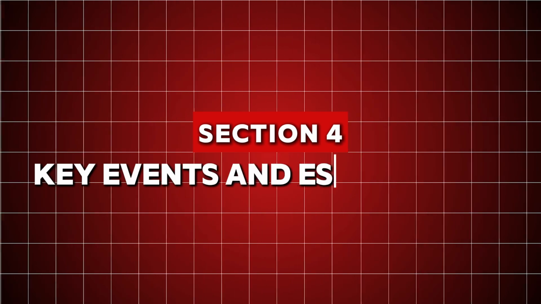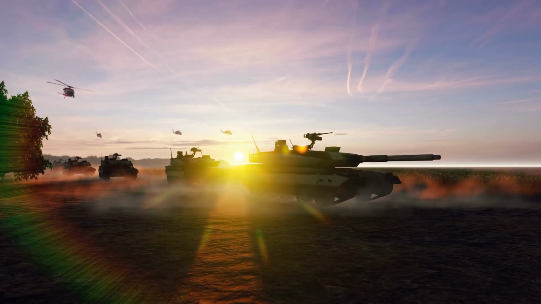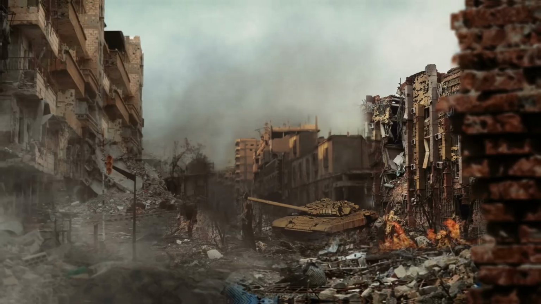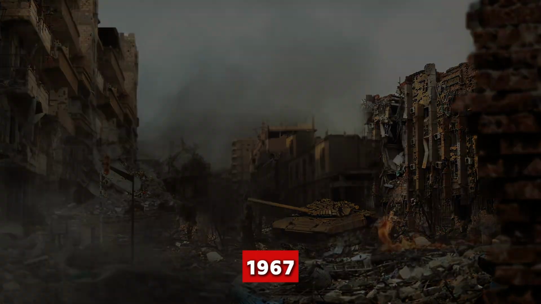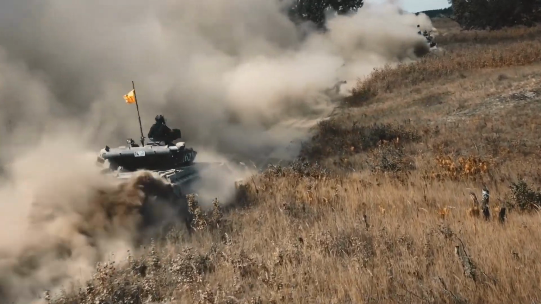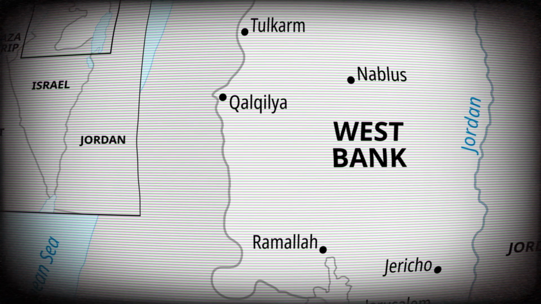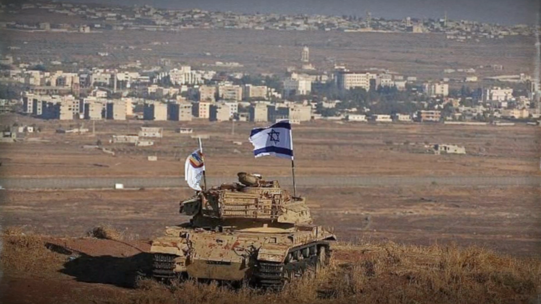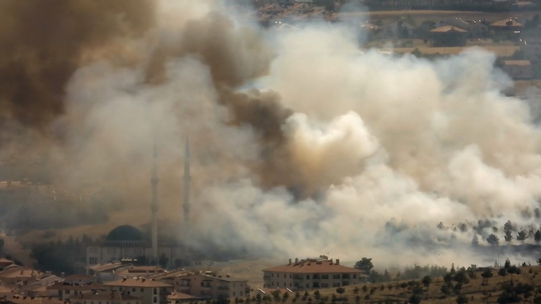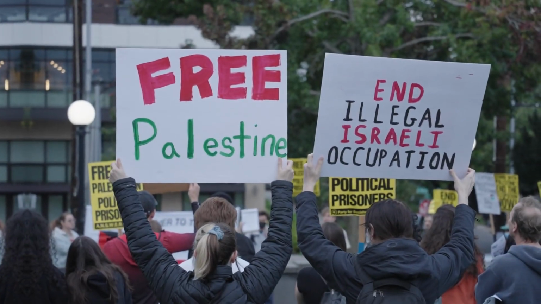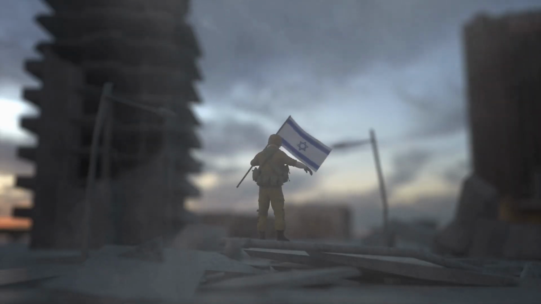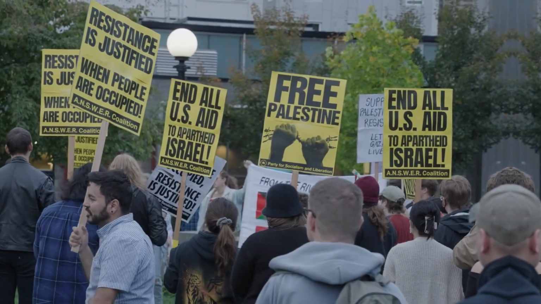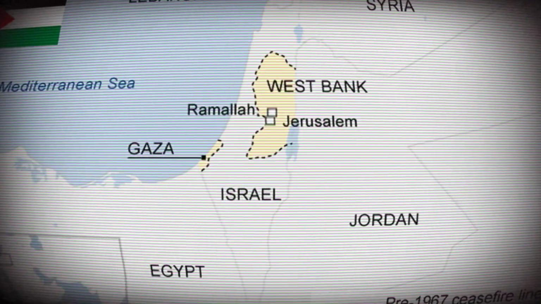Section 4. Key events and escalations. Several wars and intifadas, uprisings, have marked the Israel-Palestine conflict. The Six-Day War in 1967 was a turning point, resulting in Israel capturing significant territories, including the West Bank, Gaza Strip, East Jerusalem, and the Golan Heights. The occupation of these territories has been a central issue in the conflict, with Palestinians seeking statehood and Israelis citing security concerns. The 1987 First Intifada was a Palestinian uprising against Israeli rule in the occupied territories.